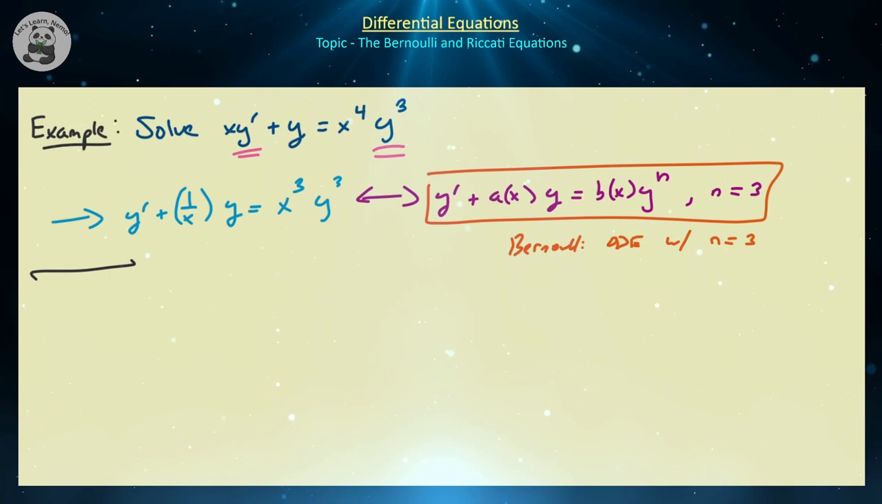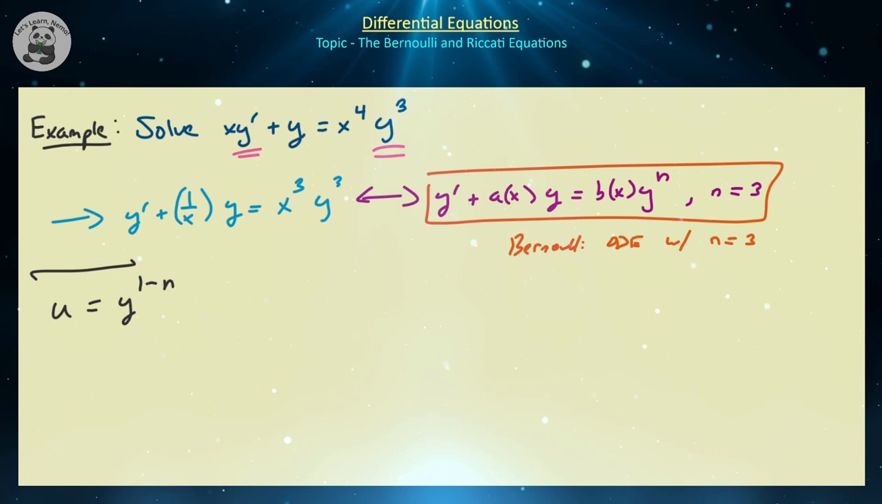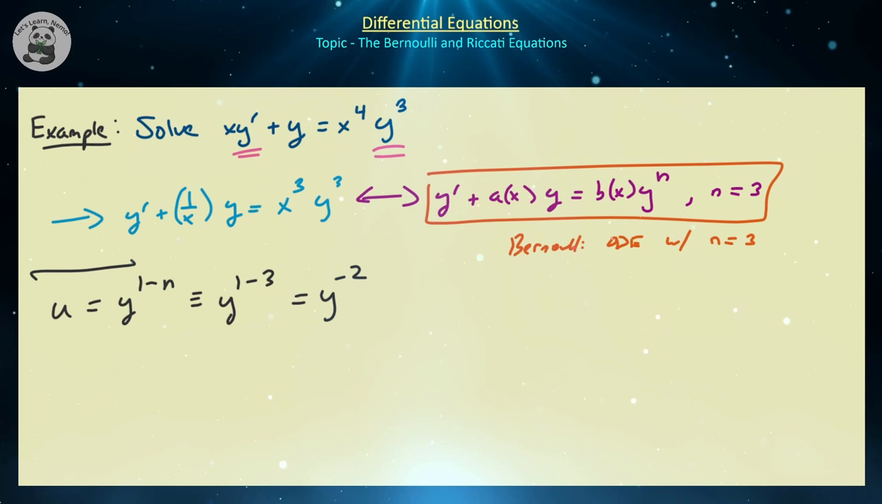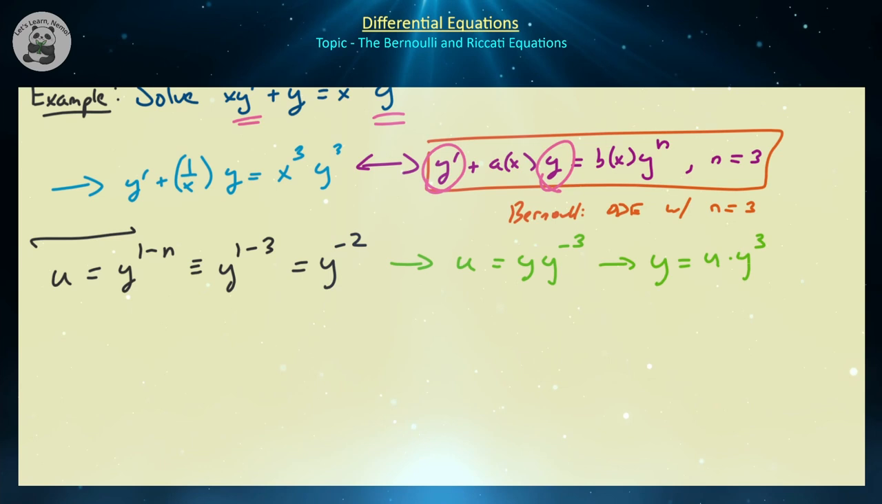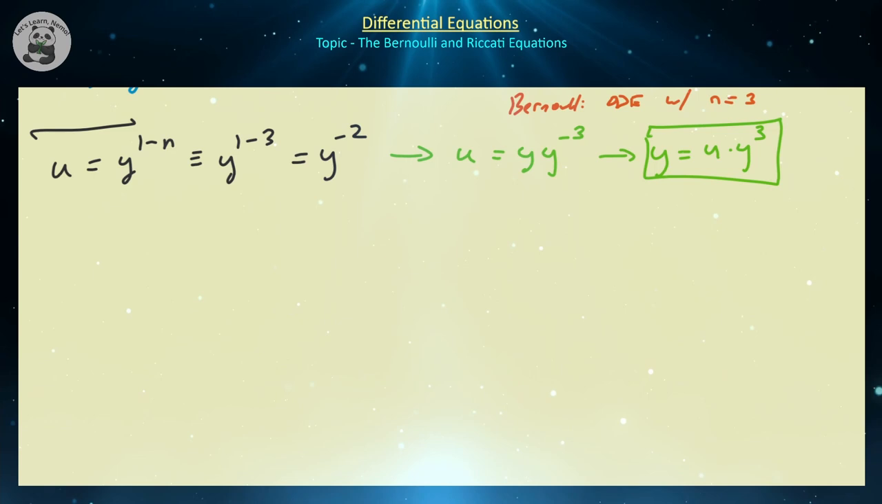So what we're going to do is we're going to start with our Bernoulli substitution, which is u is equal to y to the power of 1 minus n, which in this case is y to the power of 1 minus 3, which is the same as y to the minus 2. Right? So we need a representation for y prime and also y. So in this expression, we have that u is equal to y times y to the minus 3, which means that y is the same as u times y to the positive 3. So that's the first thing that we need in order to translate this equation into a differential equation in terms of u and x only.